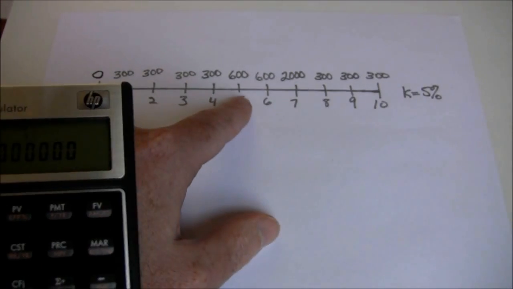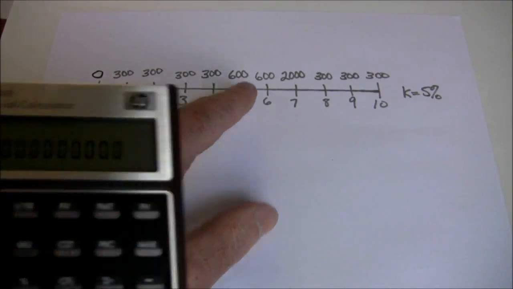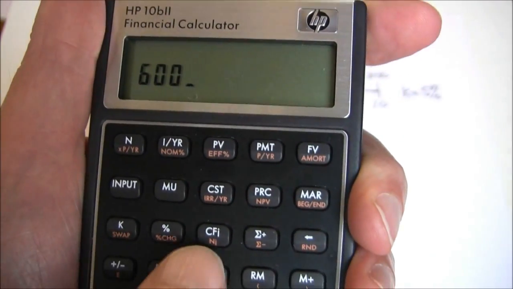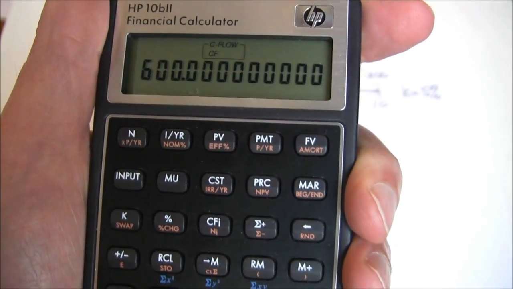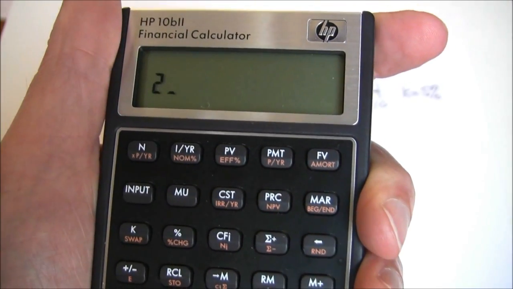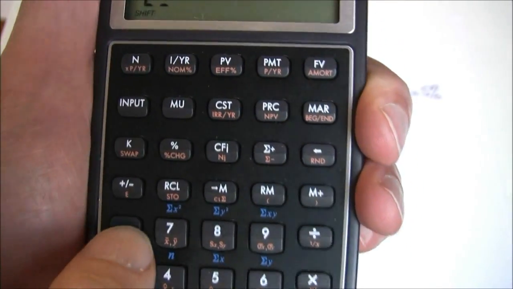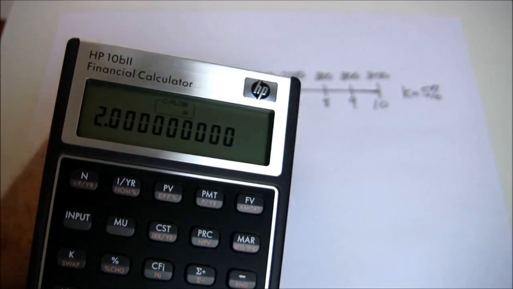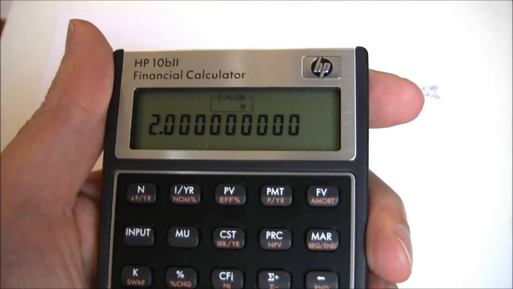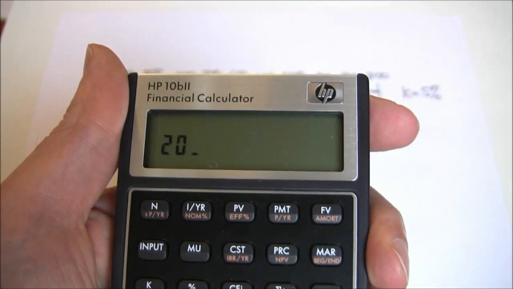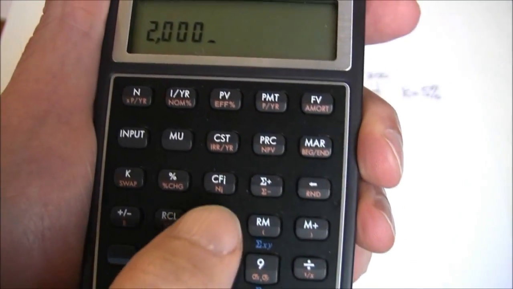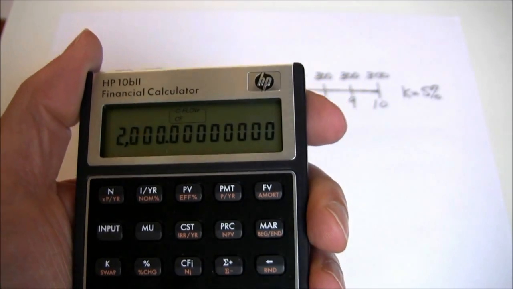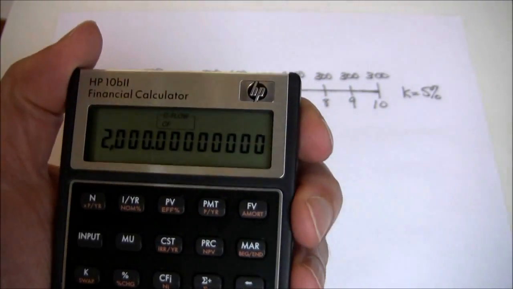Now we're ready for the second sequence, 600 for 2 years. So 600, CFJ, sequence is 2, shift, N sub J. Then we've got 2000. So 2000, CFJ. Now you saw that 3 flash up there briefly. That's telling us it's the third sequence.